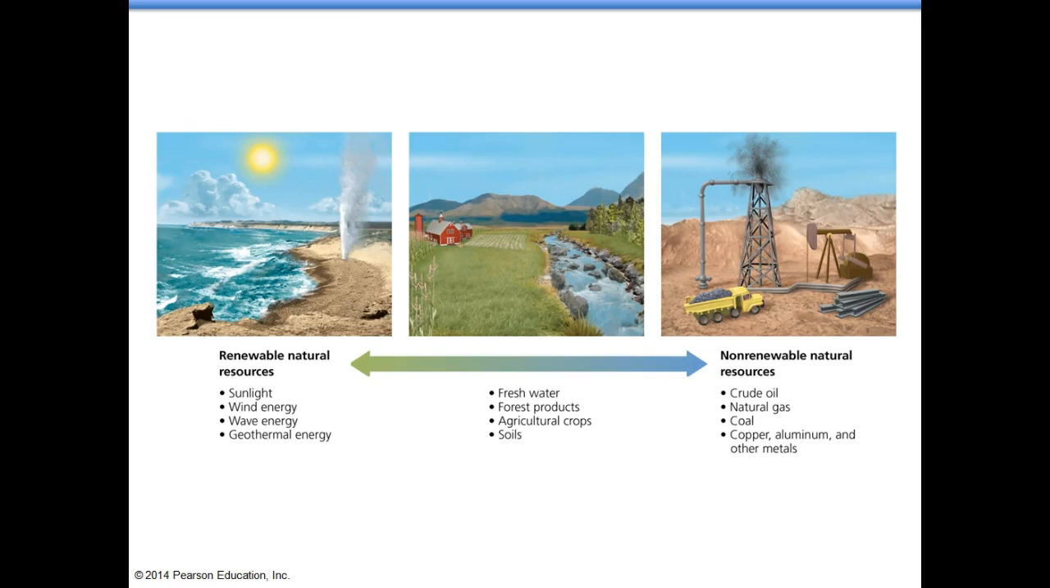So here's a good graphic illustration of the different resources that we have. Our renewable, which we've already listed as sunlight, wind energy, and wave energy. We also have to think of geothermal energy, and that's the heat that's coming up from our Earth. If you've ever been to Yellowstone Park and seen Old Faithful, the geysers, there's a lot of heat within our Earth. Fresh water and forest products and agricultural crops and soils. And then our non-renewable sources that you see here are our crude oil and our natural gas and our coal and other metals like copper and aluminum.